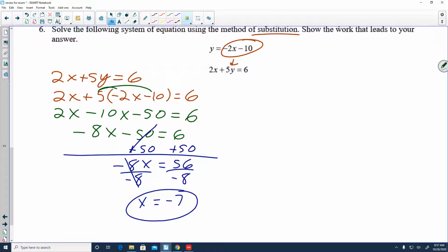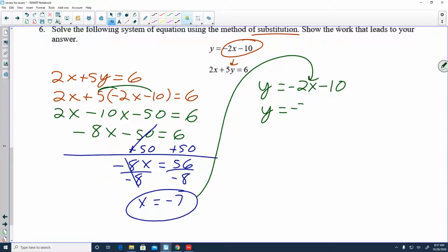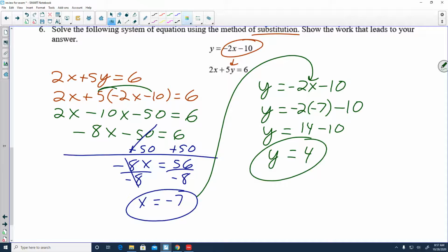We need an x and we need a y. So now to get our y, I'm going to take my top equation. I'm going to take my negative 7, plug it in for x. So I have y equals negative 2 times negative 7 minus 10. Negative 7 times negative 2 gives us positive 14. And 14 minus 10 gives us 4. So that means if I was to graph these lines, they would intersect at the point negative 7, 4.